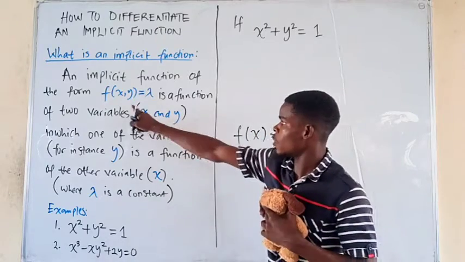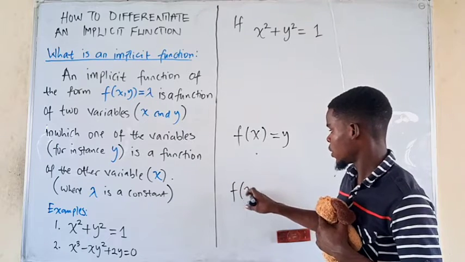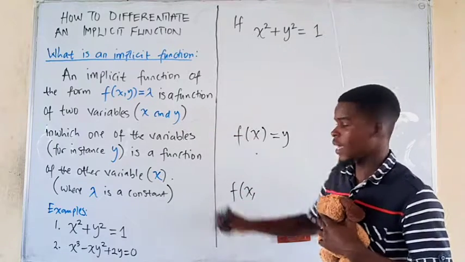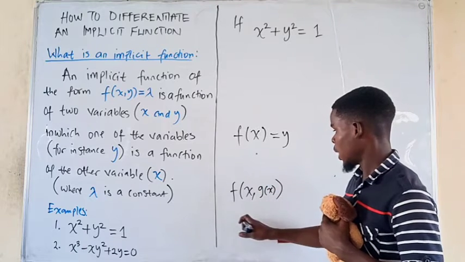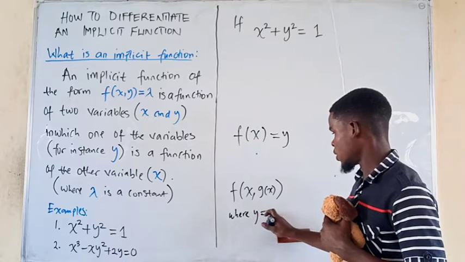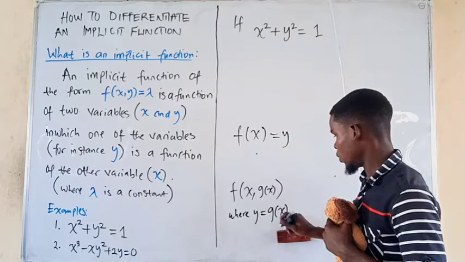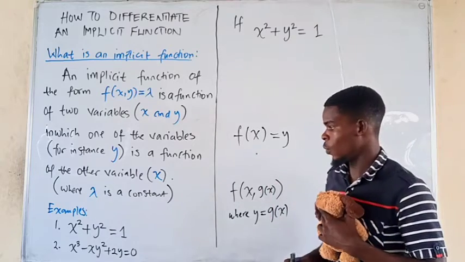So maybe if you want to rewrite this using that fact, we're going to rewrite that as f of x, and in place of y, I can still put it down as a function of x, where y is just g of x. So an equation of that form is called an implicit one.